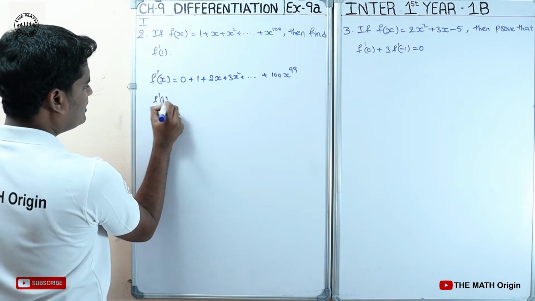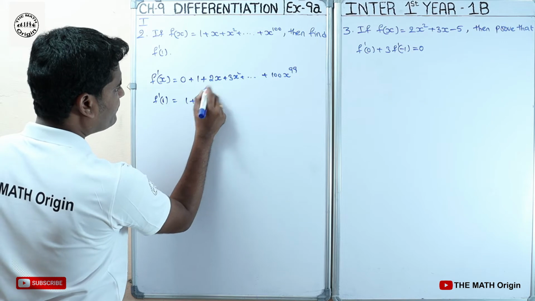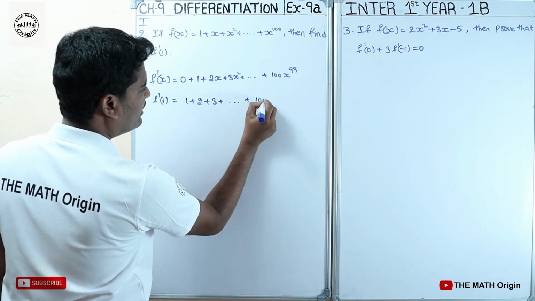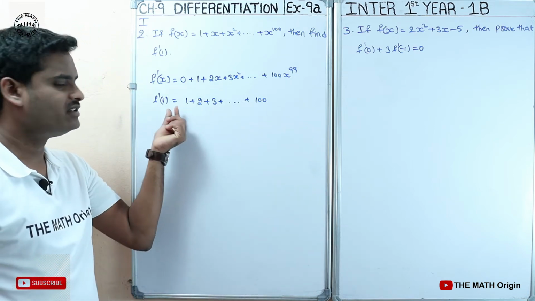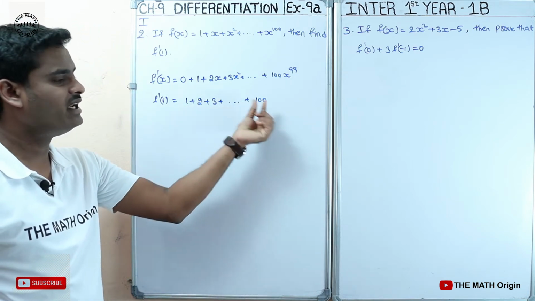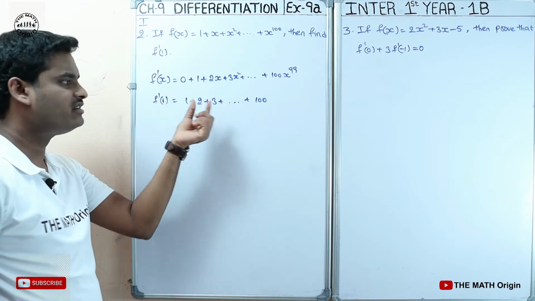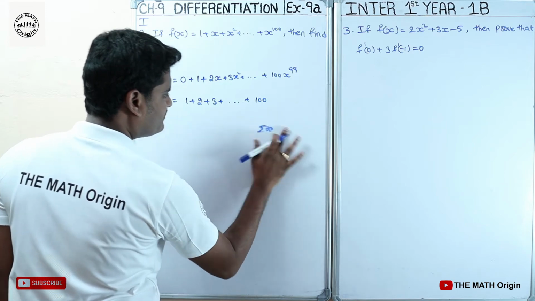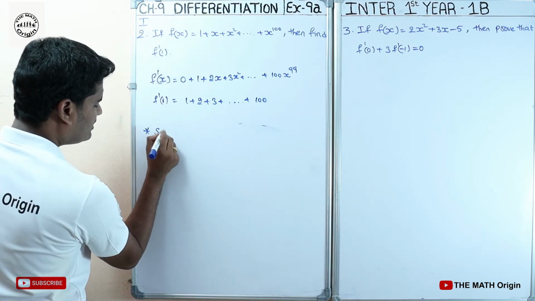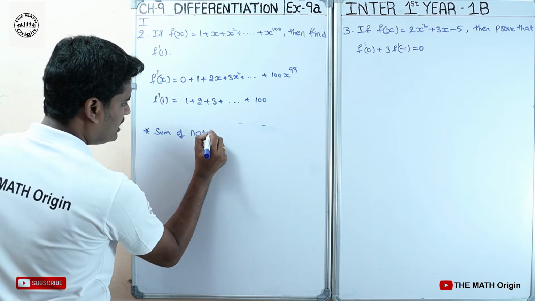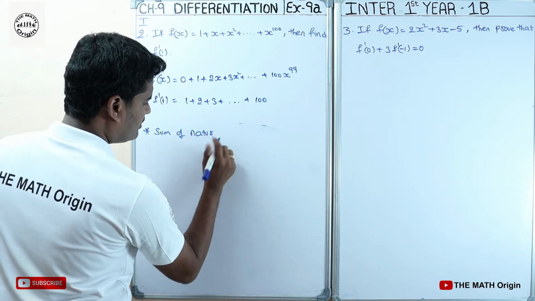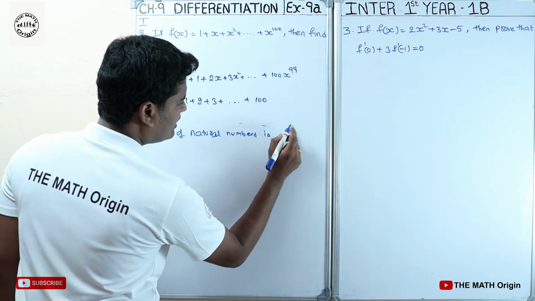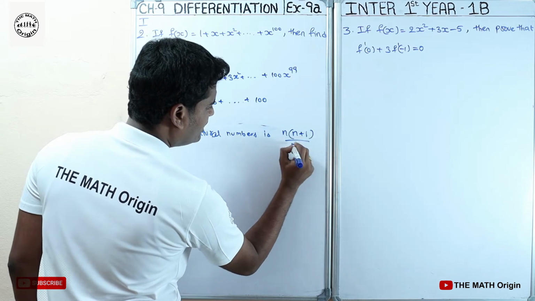So f'(1) equals 1 plus 2 into 1 plus 3 into 1 and so on plus 100. Now if you observe, this is starting from 1 till 100, which means these are natural numbers. So we have the formula for the sum of natural numbers: n into n plus 1 by 2.